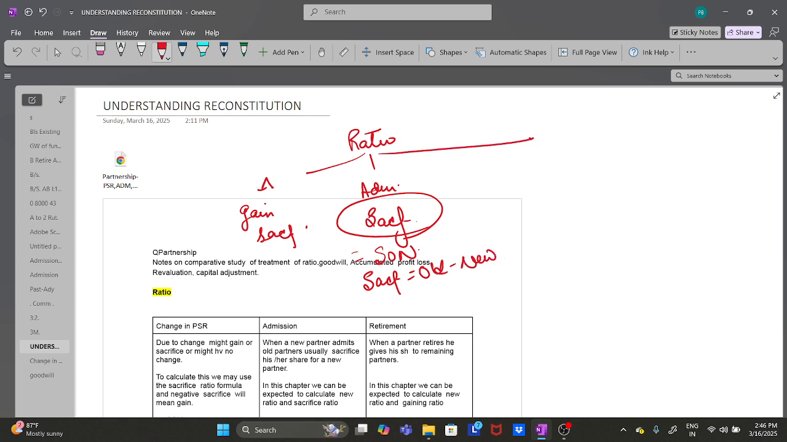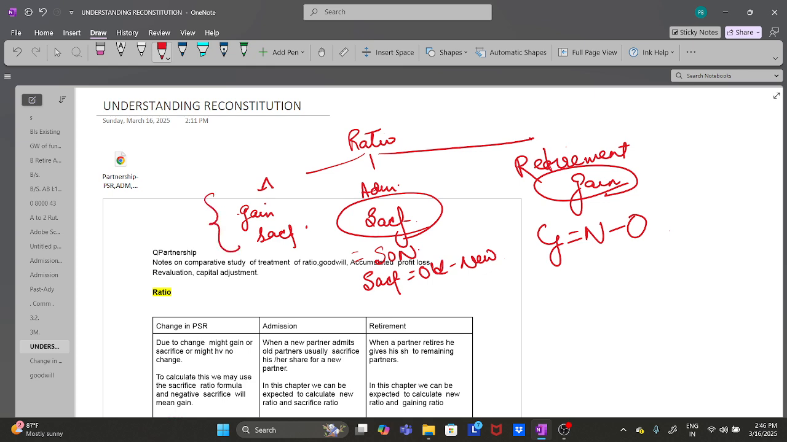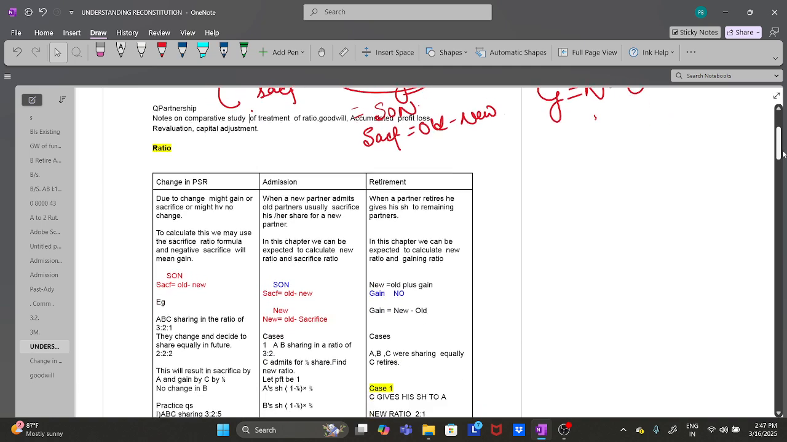Then we come to the third one, which is retirement, where some person leaves, others gain his share. So here we try to find the gain part. And gain is opposite of sacrifice. G is equal to N minus O. And here we can use any one of the formulas. If we are using the gaining ratio formula and the answer is negative, it is sacrifice. If we are using the sacrificing ratio formula and the answer is negative, that means that person is gaining. So depending on these formulas, we will try and calculate the ratio.